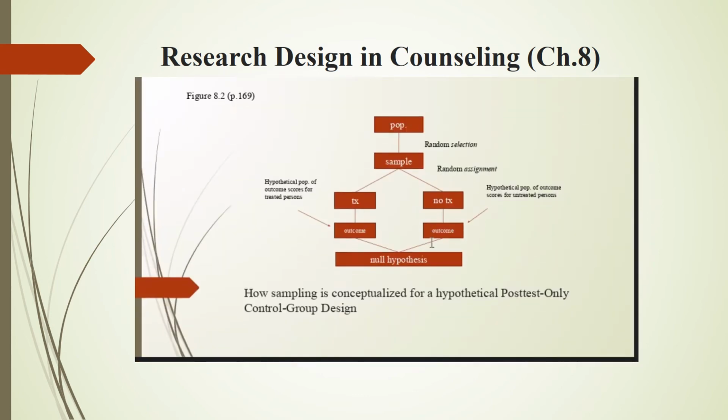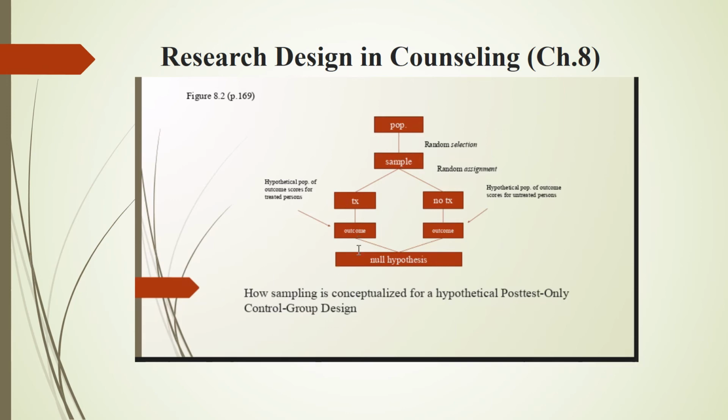This right here is just a good figure on page 169 in the Heppner text. It's how sampling is conceptualized for a hypothetical post-test only control group design. And so you'll see at the top we have our population that's being studied through random selection. We get our sample right here, and then they both go through our control group design here.